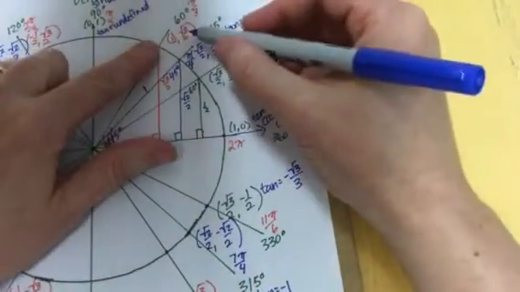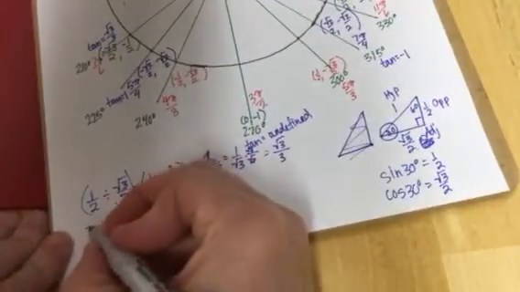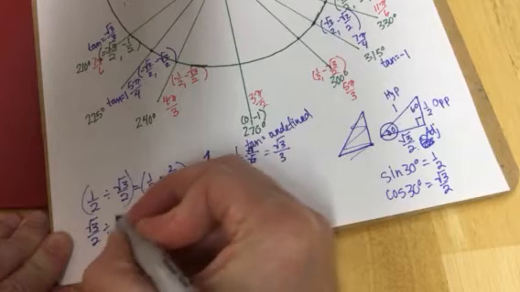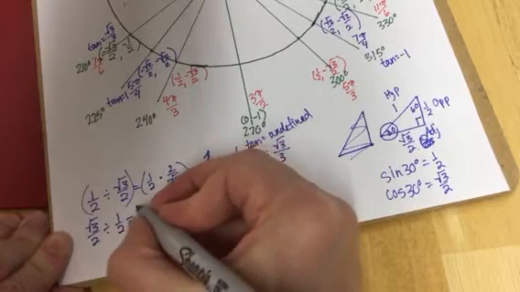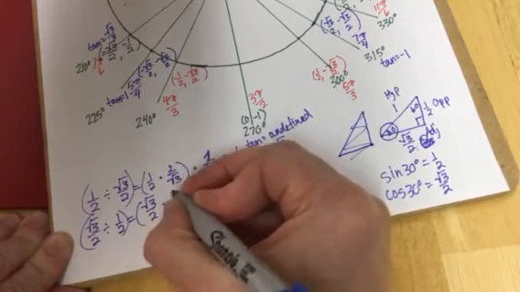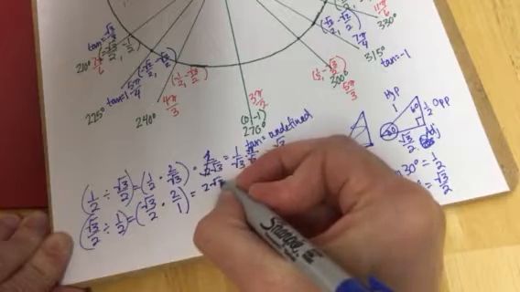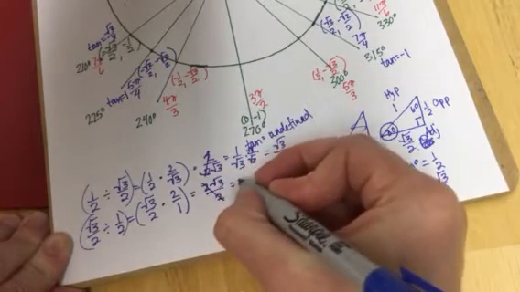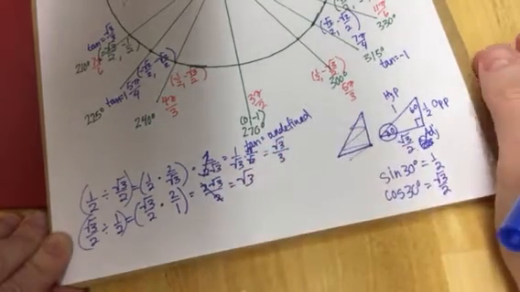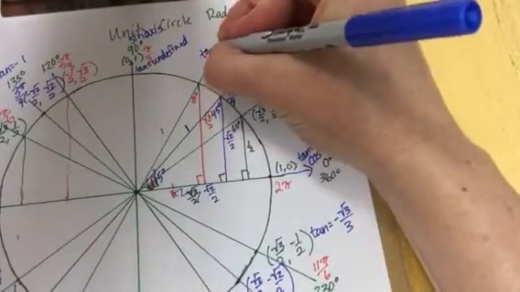Okay, let's try one more ratio, and that is taking root 3 over 2 divided by 1/2. So we'll try this one out. Root 3 over 2 divided by 1/2 is the same as taking root 3 over 2 times 2 over 1, which gets us to 2 root 3 divided by 2, which is just plain old square root of 3. So at this spot, tangent is square root of 3.